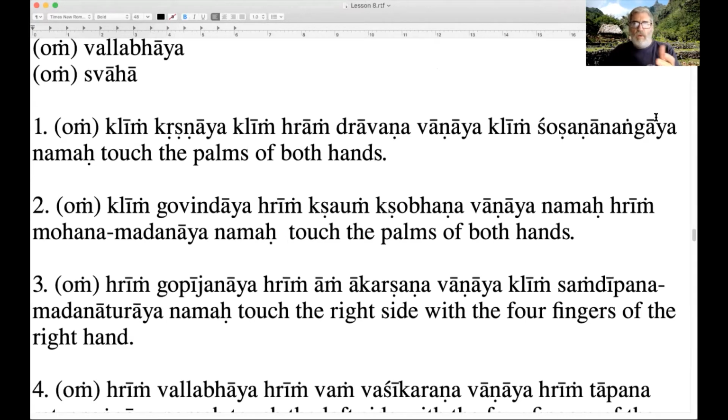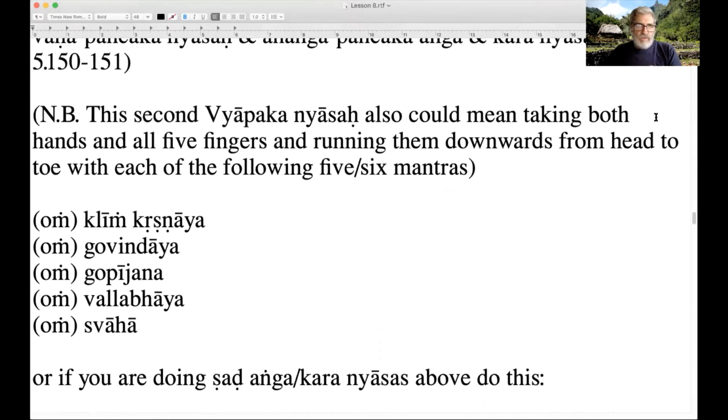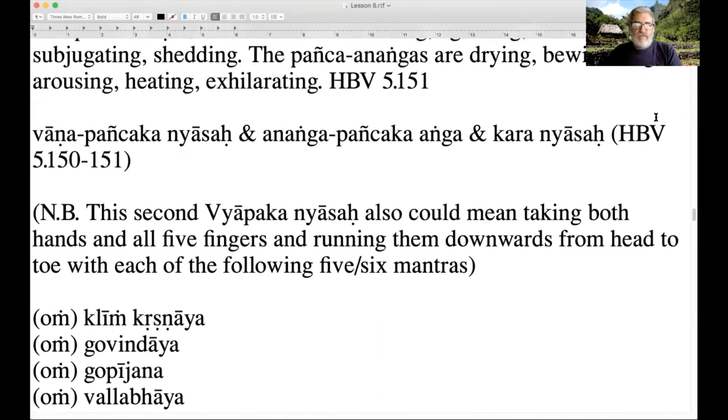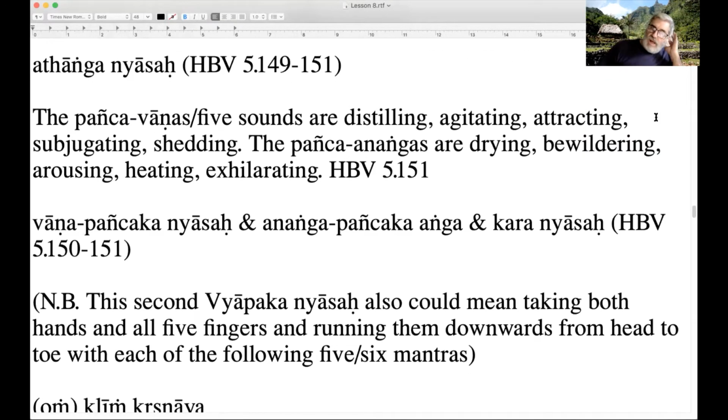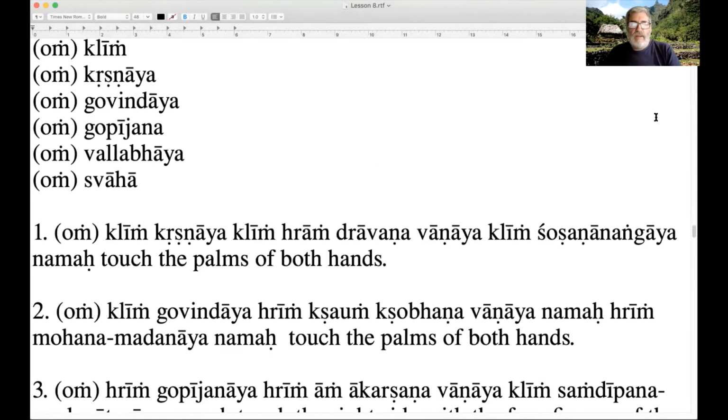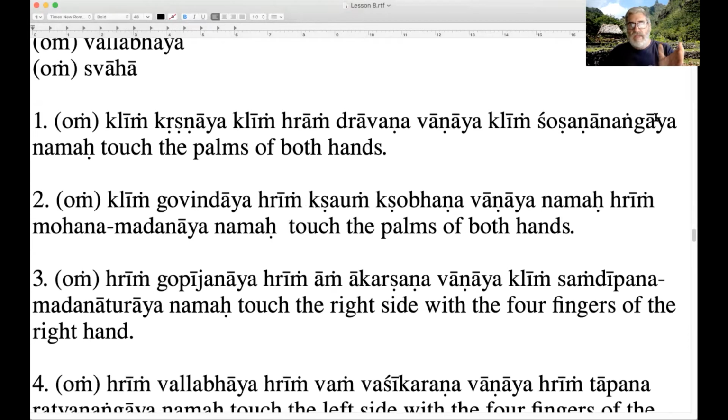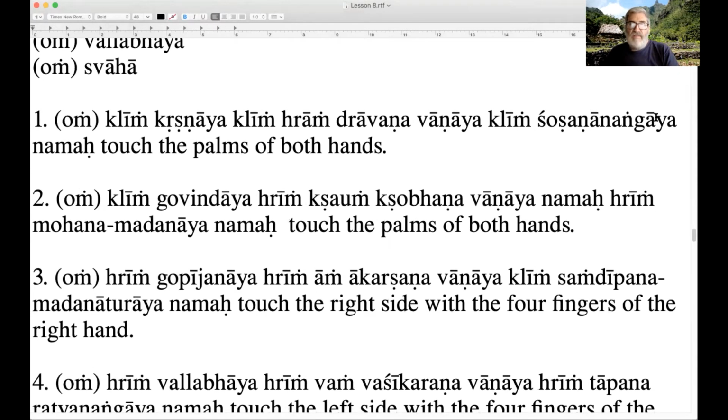So now let's see how this particular Nyasa, which is called Vana Panchika, works, because remember we first learned we had this sloka here, number 151, which tells us the names of these 5 Vanas and then 5 Anangas, right? So we have to use those mantras and those words in the Nyasa. This is how we combine the Gopal Mantra syllables and words with the particular 5 Vanas and 5 Anangas.